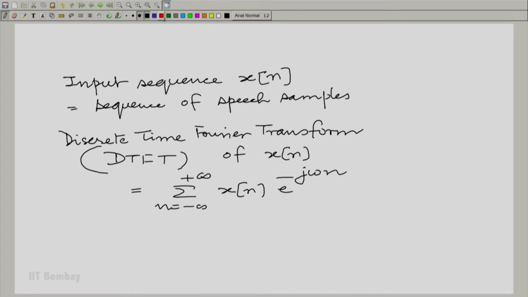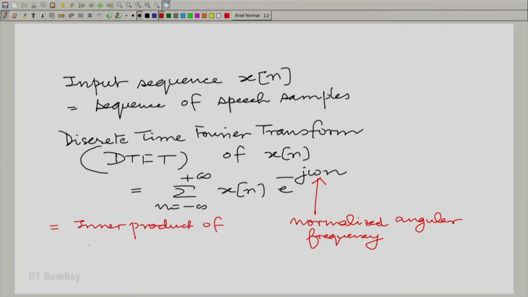And we had an interpretation for the quantity small omega. Small omega is essentially the normalized angular frequency. We know what that means by now. We also gave this an interpretation. It was essentially the inner product, essentially a projection of the sequence x[n] upon the rotating complex sequence e raised to the power j omega n. So, in some sense a component.